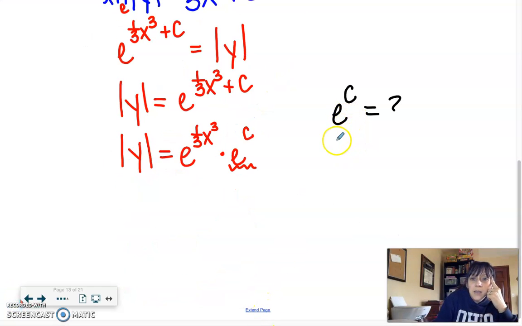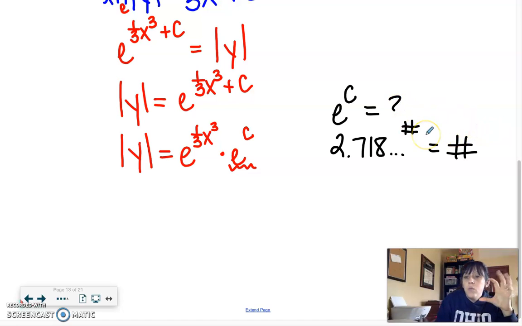So what is e? E is just a number, right? It's 2.718 something something something. What's c? C is just a number, so you're raising it to some power. If you take a fixed value and raise it to another fixed value's power, you're just going to get some number, right? I just want you to remember that C is a constant. E is a constant. So e to the C together would also be a constant.